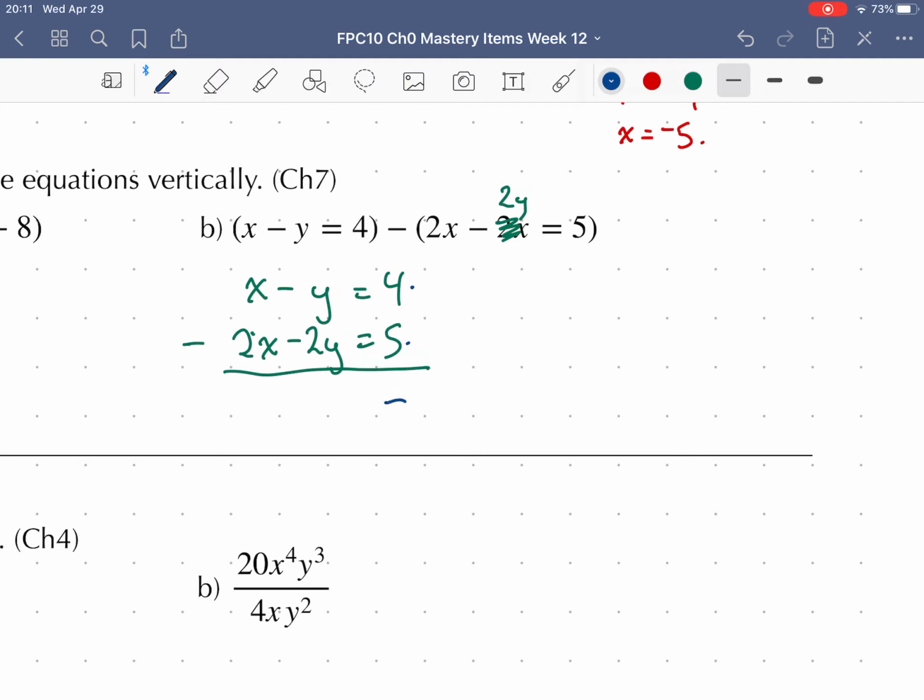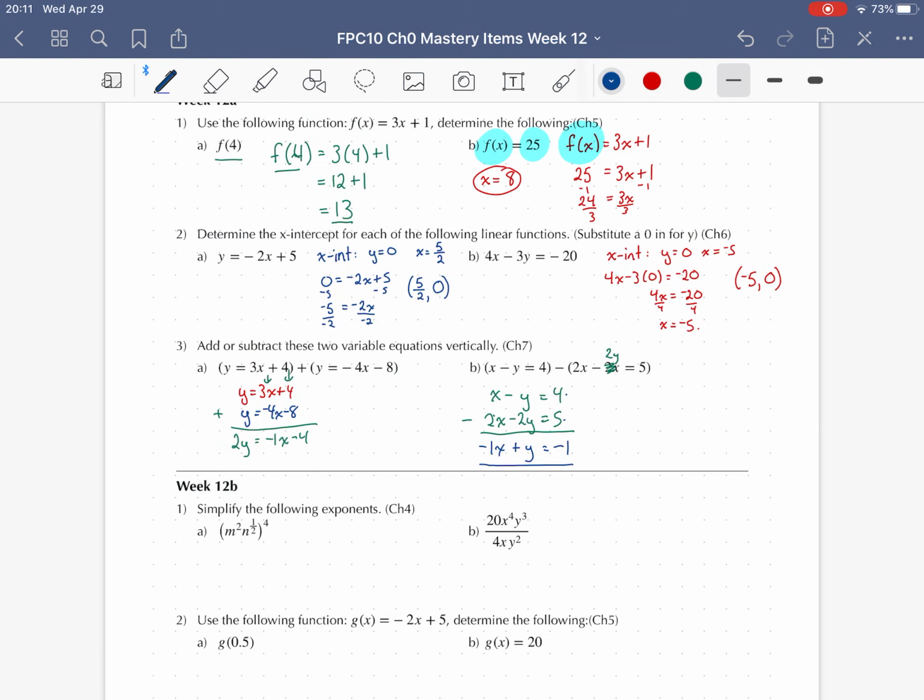Let's get our answer. What's 4 take away 5? Minus 1. What's negative y take away negative 2y? This is where you need to remember your integers. Negative y take away negative 2y is plus y. X take away 2x. It's negative 1x. There's our answer when we subtracted those two equations.